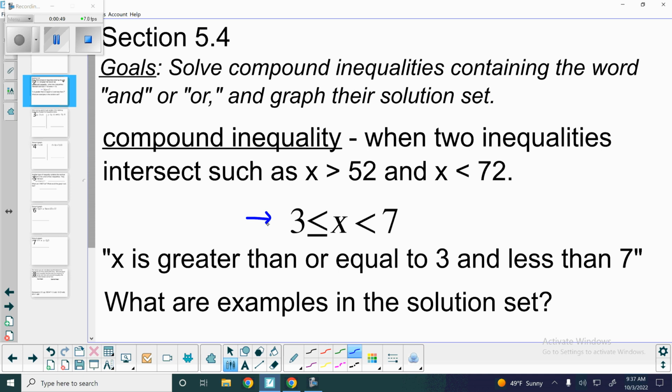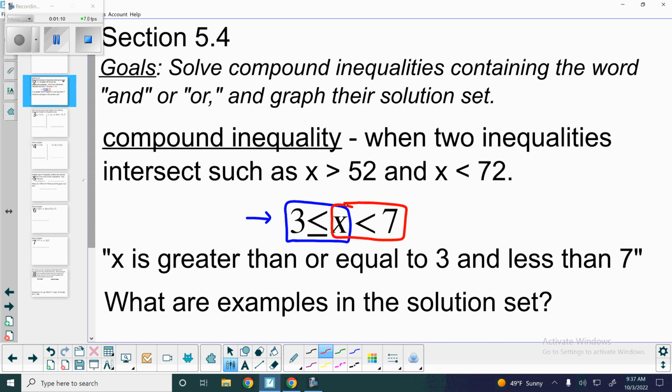Whenever you read this, you would say that x is greater than or equal to 3, just like if you were looking at this part here. And then you could say it's also less than 7, okay? So x is doing these two things. Whenever you're looking at this, and if you're looking at where x is actually at, it's between 3 and 7.